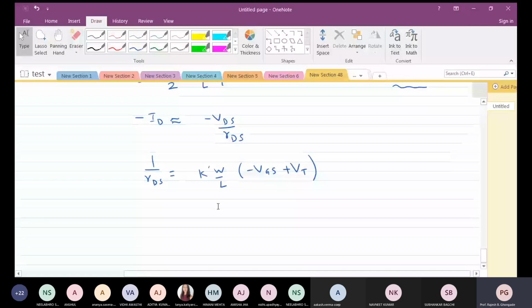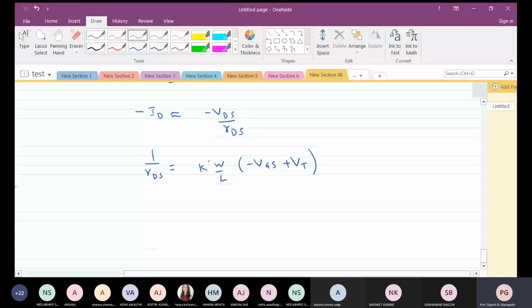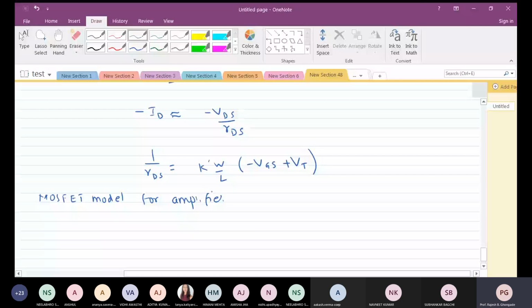So this is regarding the PMOS. Now let us see the MOSFET model for amplifier. Now you can very well understand that these previous models we were talking about whether the device is on or off. It simply means that these earlier models were valid when we were using the device as a switch.